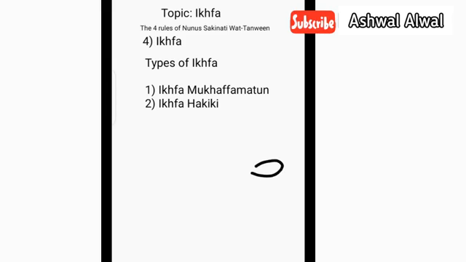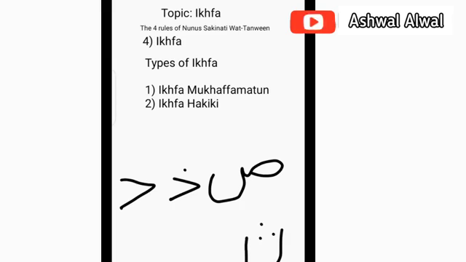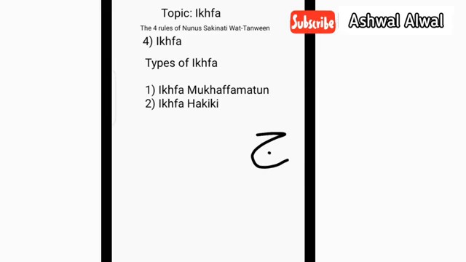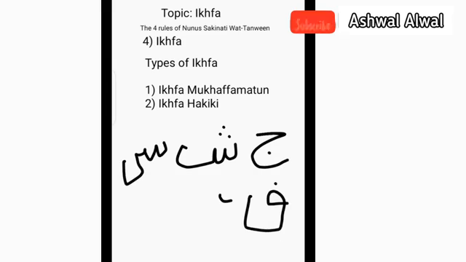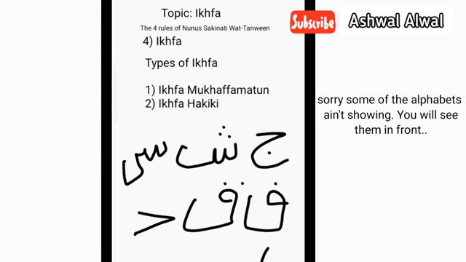We have sad. We have thal, dal, fa, kaf. Hope you're following me. These are all letters of Ikhfa. Jim. Then we have Shin. And then Shin. And then we have Sin. Then Fa. Qaf. Dal. Ba. Za. Ta.